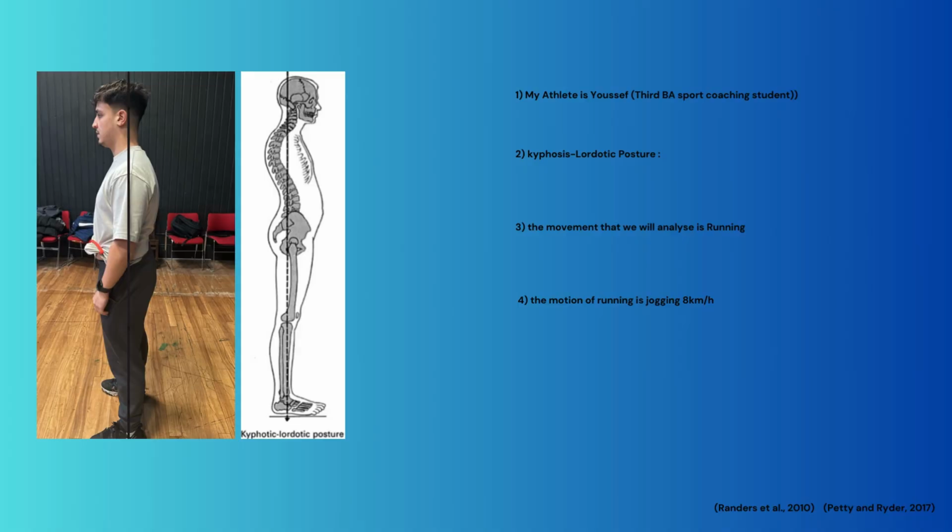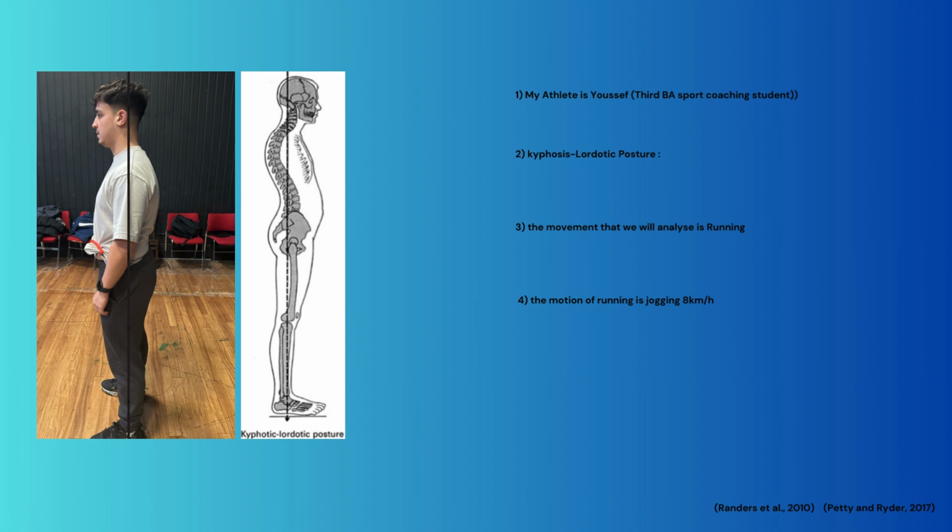So moving on to the first part. My athlete is Yusuf. He's a third year bachelor sports coaching student, and he plays football from time to time. Also, he runs. He's an amateur runner. So next, we can see the posture analysis of Yusuf.